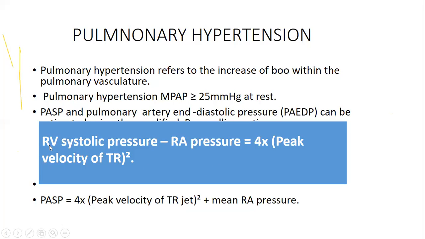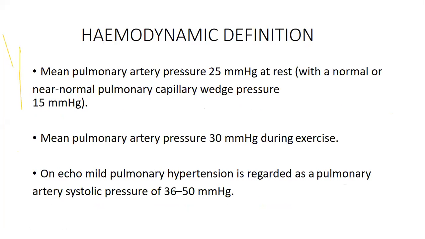Again, I'm just emphasizing the simple Bernoulli's equation, which I was talking about. The right ventricle systolic pressure gives us 4 multiplied by the velocity of TR, squared. You square it, and you are going to have your pulmonary pressure. We can hemodynamically define it as a mean pulmonary arterial pressure of 25 millimeters of mercury at rest. It's considered to be normal or near normal pulmonary capillary wedge pressure.